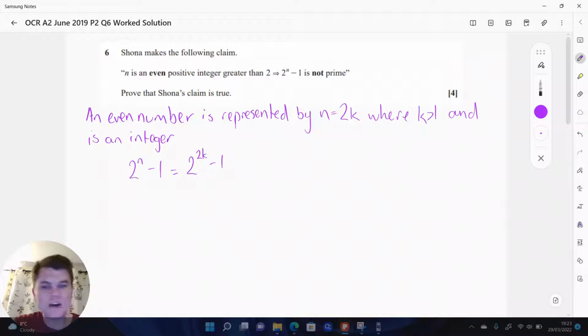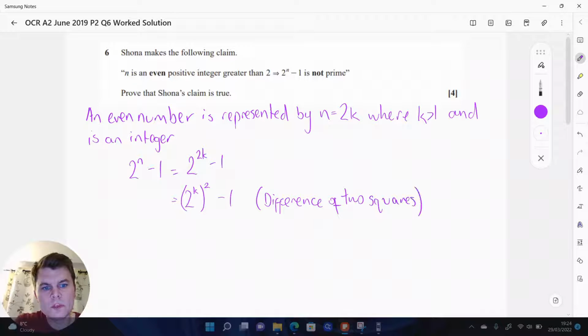We can make that go a little bit further and just break this up into 2 to the power of k, and then that's all squared. We've just split 2k into k and to the power of 2, and that's take away 1. The reason we've written that in this form is because now we should be able to recognise that this here is a difference of 2 squares. The difference of 2 squares allows us to factorise.